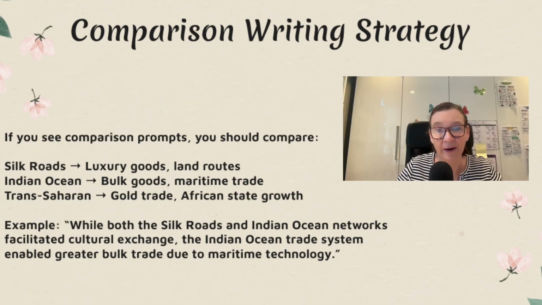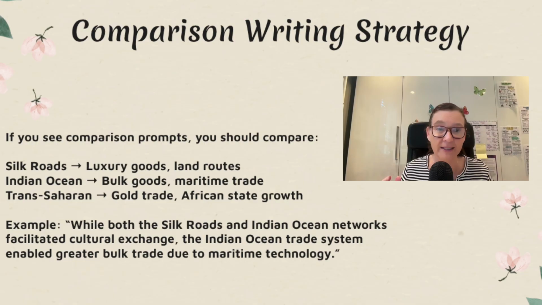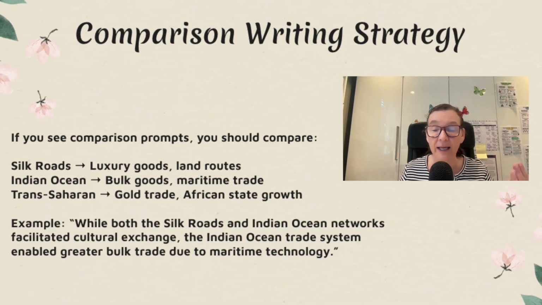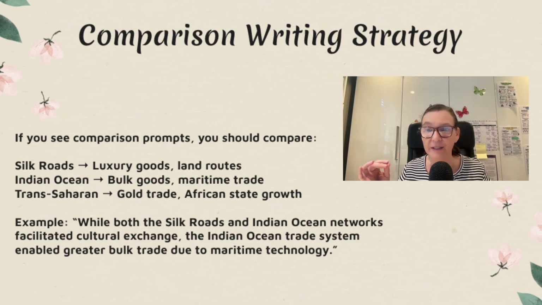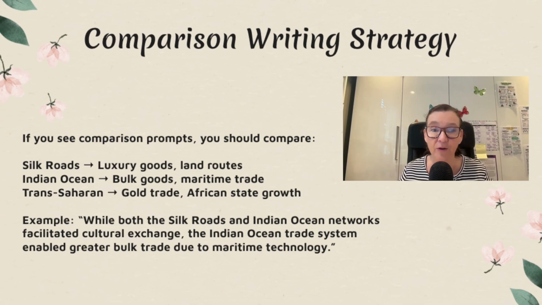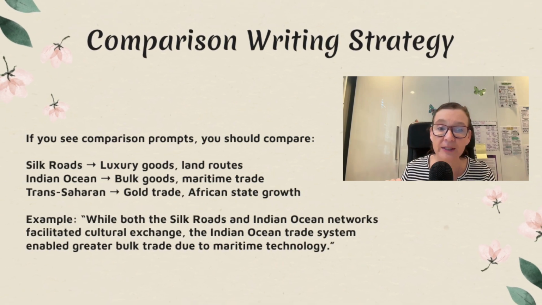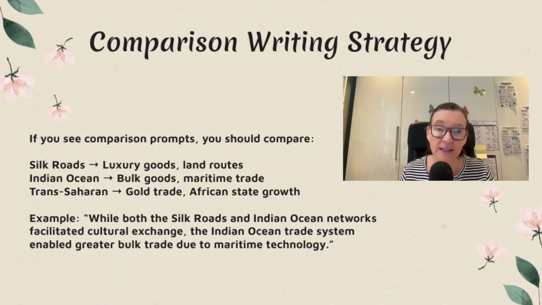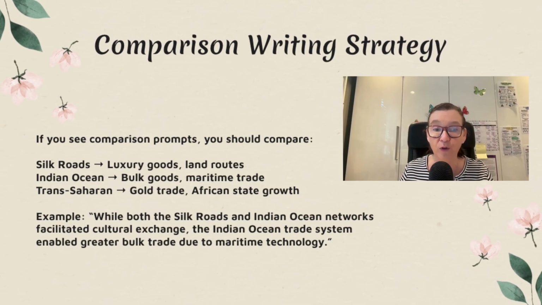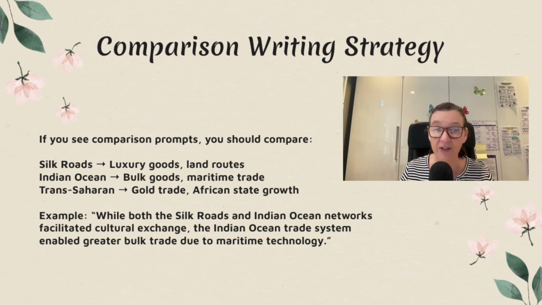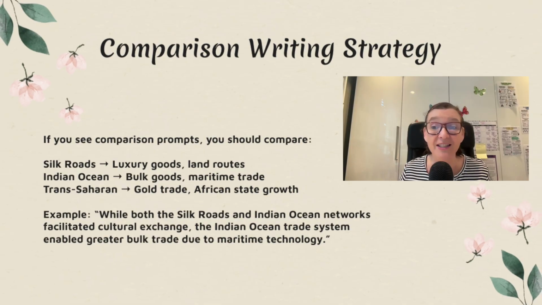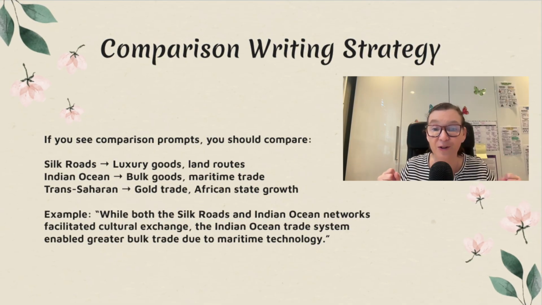So if you do see comparison prompts, you need to compare things like, for example, the Silk Roads: luxury goods, land routes. Indian Ocean: bulk goods, maritime trade. Trans-Saharan trade network: gold trade, African state growth. Here's an example. While both the Silk Roads and the Indian Ocean networks facilitated cultural exchange, the Indian Ocean trade system enabled greater bulk trade due to maritime technology. Now that is exam-ready writing, and you can do this if you start connecting your themes to your evidence.